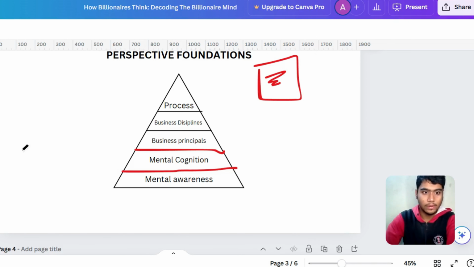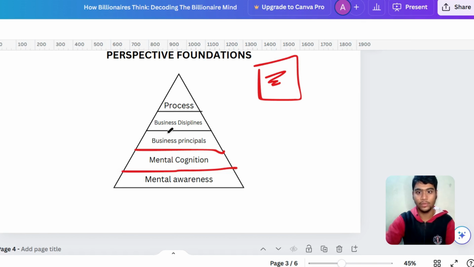So if your decision making is bad, that means your identity is bad. And if your decision making is bad, that means your business principles will be bad, whatever principles you choose to run your business or any other area. And because the business principles are bad, your business disciplines will be bad. This is how it actually works.